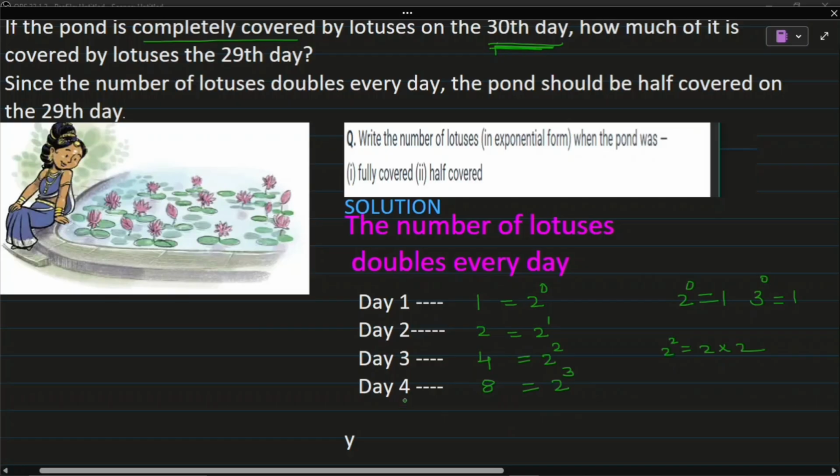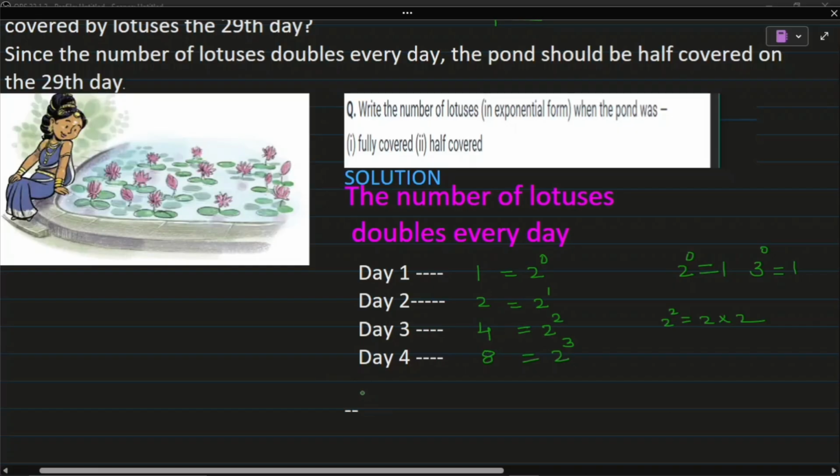You can notice one thing: when the day number is 4, the power of 2 is 3, and when the day number is 3, the power of 2 is 2. That is, when the day is 4, the power becomes 3. So if it is going like this, on the 30th day, that is when the day becomes 30, then the number of lotuses will be 2 raised to 29. 2 raised to 29 lotuses will be there on the 30th day.